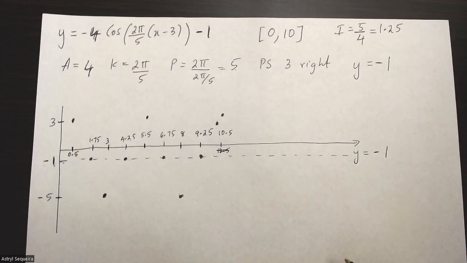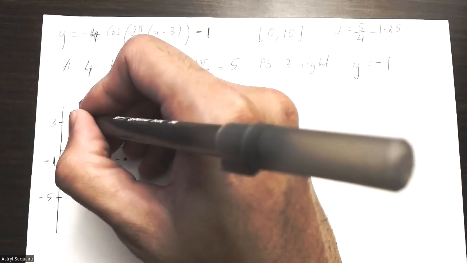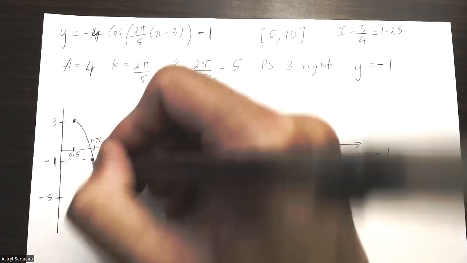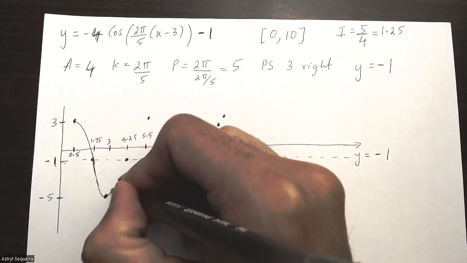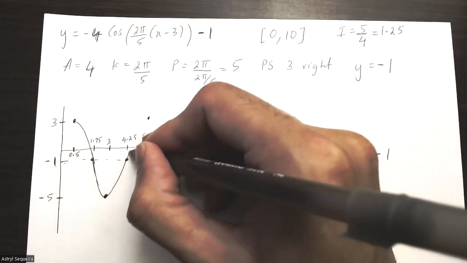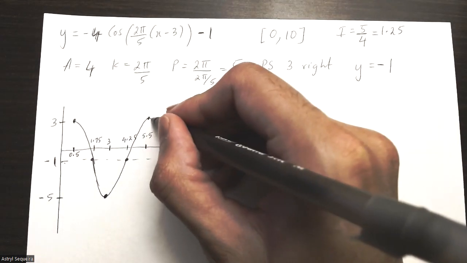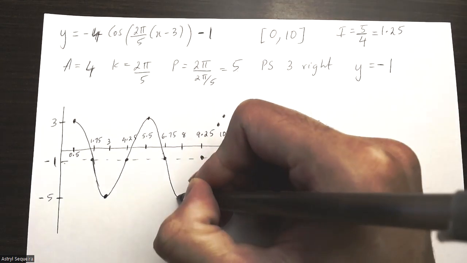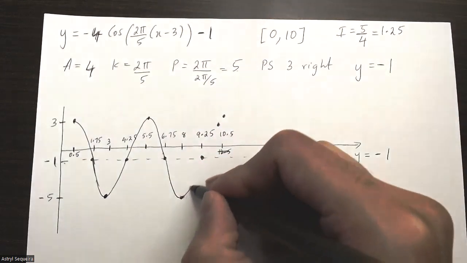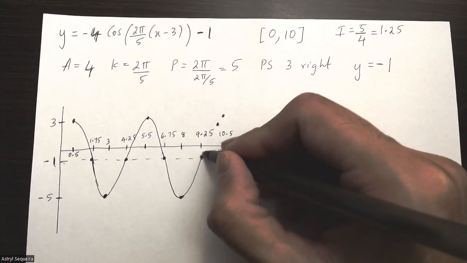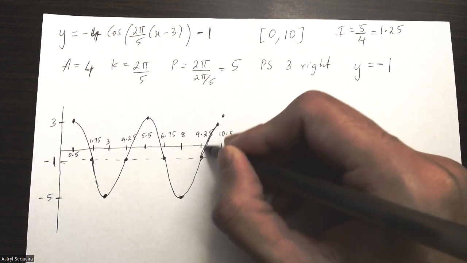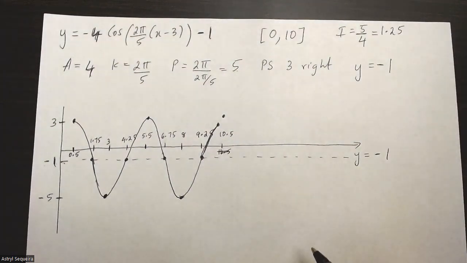Now we can sketch this out. Let me start with this point over here. I'll draw my sketch going through this, through the minimum, back through this, through the maximum, back through this, and then I'm not going to hit the last point. I'm just going to end over here, which is going to be an x value of 10.